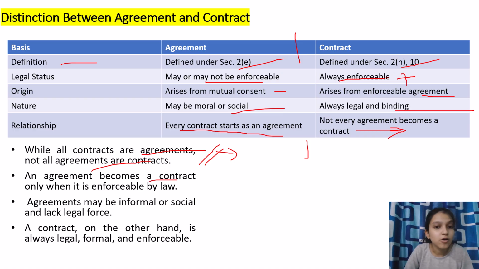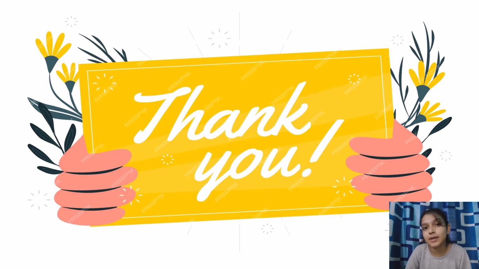An agreement becomes a contract only when it is enforceable by law. If there is no enforceability, that is an agreement, that is not a contract. Agreements may be informal or social and lack legal force. An agreement doesn't have legal force. A contract, on the other hand, is always legal, formal, and enforceable. So this is all about the distinction between a contract and an agreement.